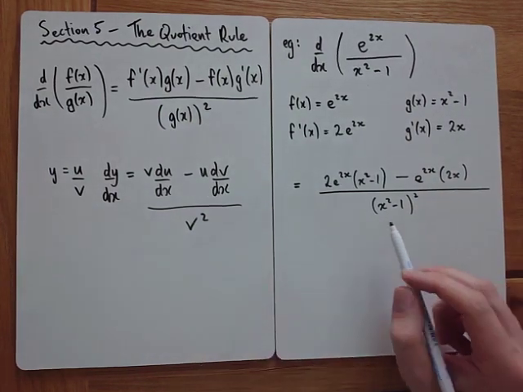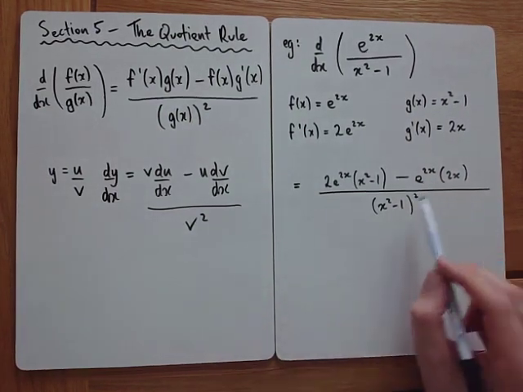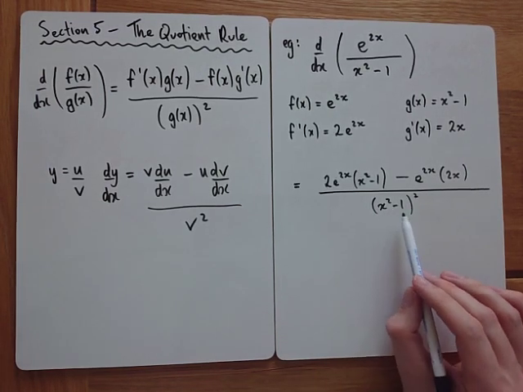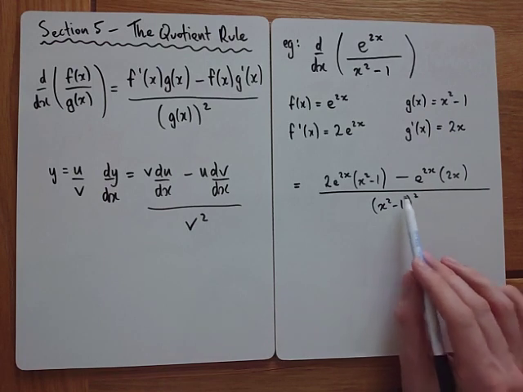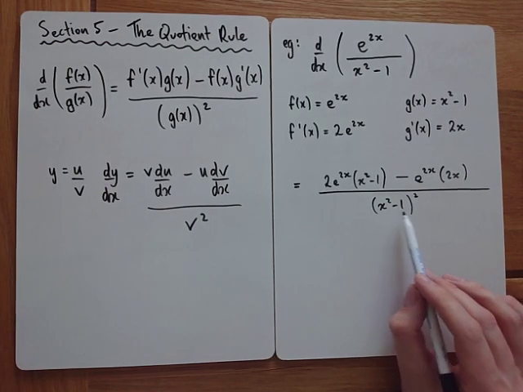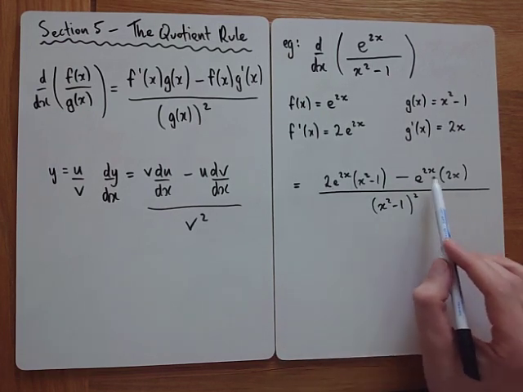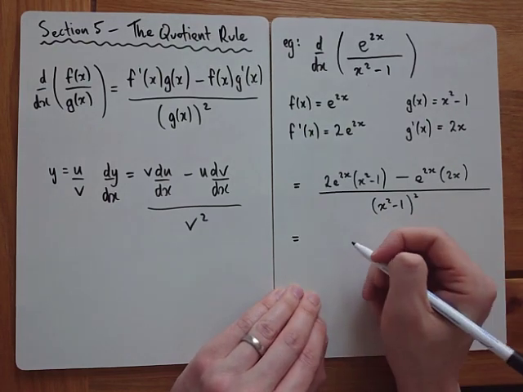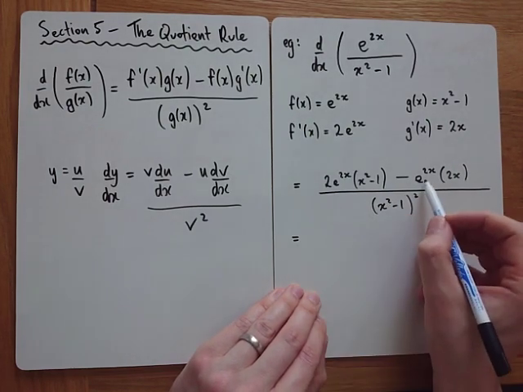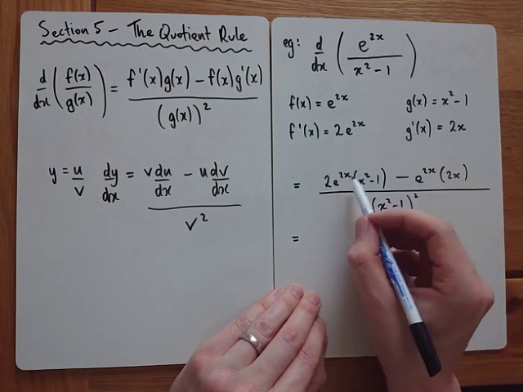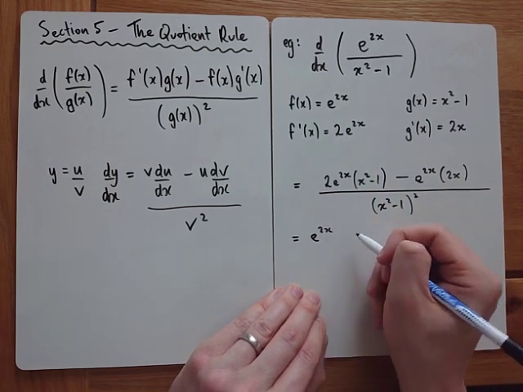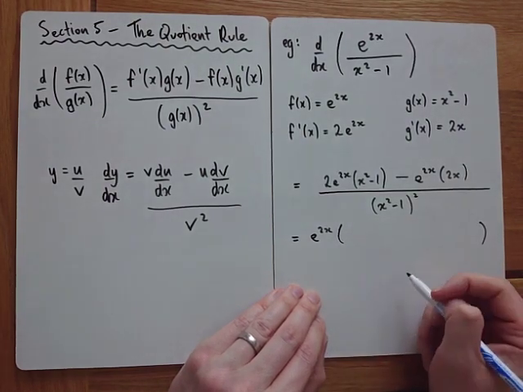Really tempting, when you see something like this, first thing people do is go, oh, there's a bracket squared, let's just expand it out. Just hang fire for a minute, don't square that bracket, leave it as it is. It's a factorised bracket, it's probably easier to work with it like this. All we need to do is tidy up what's on top of the fraction. Every term has an e to the 2x, so I'm going to take that out and see what I've got left.